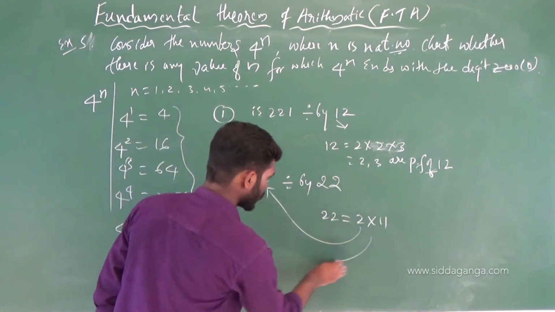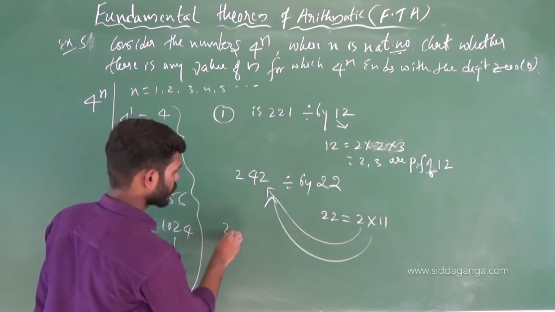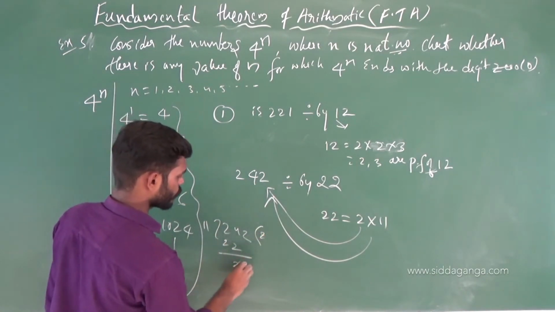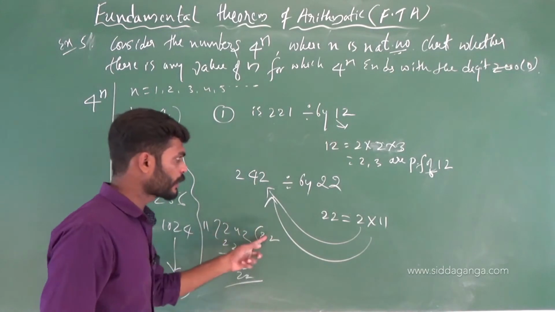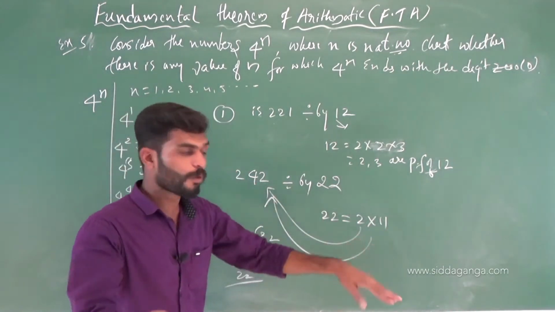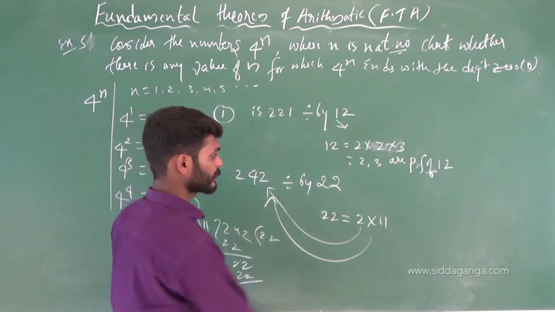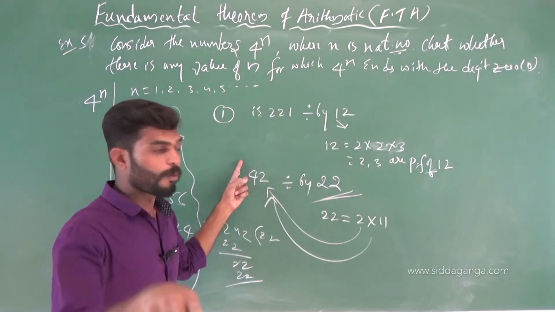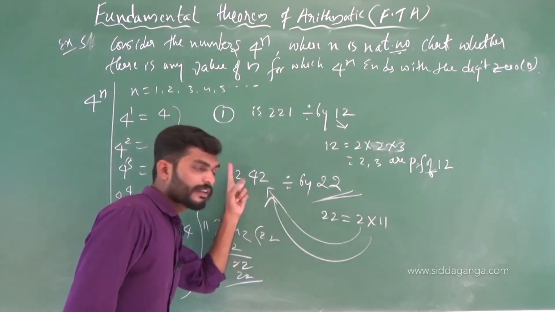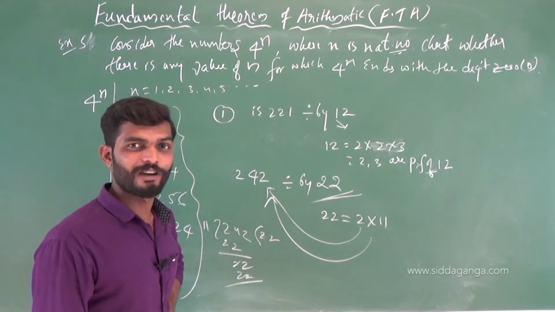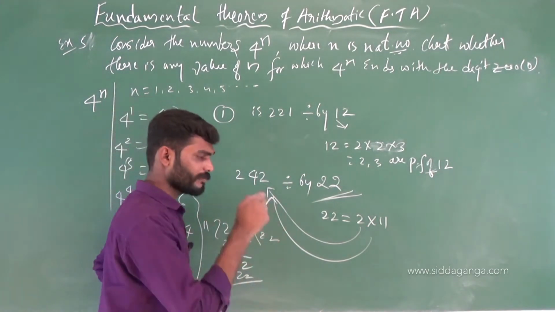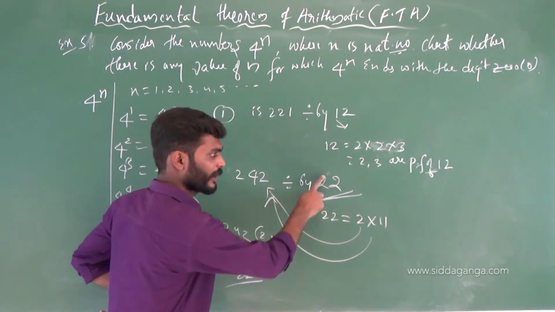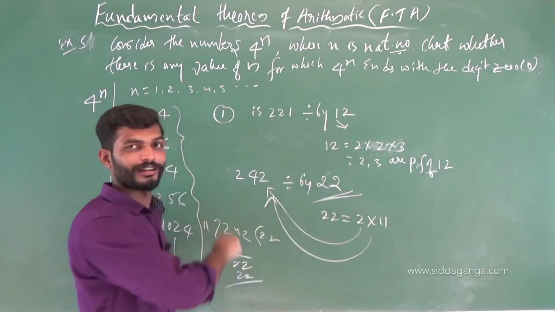Now, can 11 divide 242? Of course. How many times? 11 twos are 22, therefore 11 twenty-twos are 242. Therefore, 2 and 11 both can divide 242. Indirectly, I can say that 22 can divide 242. Therefore, a number can divide another number only if its prime factors can divide that number. Understood?